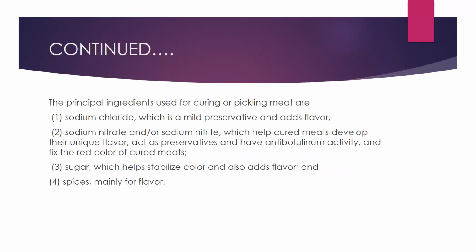So what are the principal ingredients which are used for curing? They are sodium chloride, which acts as a preservative and adds flavor as well. Sodium nitrate or sodium nitrite, which helps in curing of the meat and develops unique flavor. Next is sugar, which stabilizes the color and adds flavor as well. Spices are also used for flavor. Sodium nitrate and nitrite are used with particular attention and safety. They also act as preservatives, have antibotulinum activity, and also fix the red color of the cured meat.